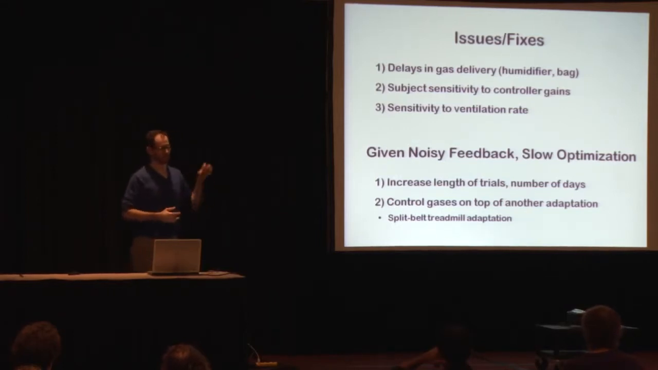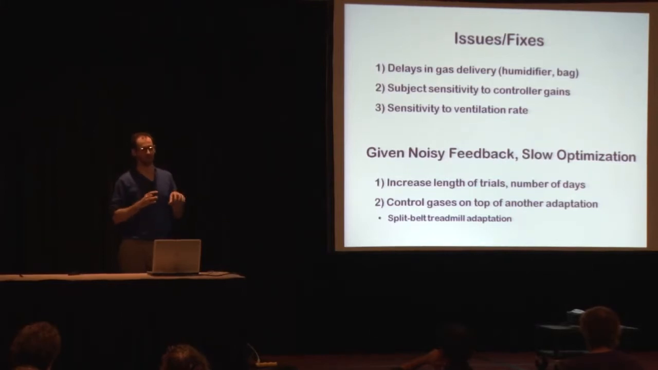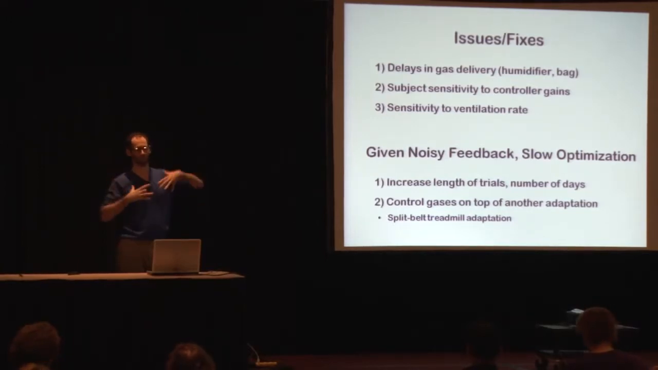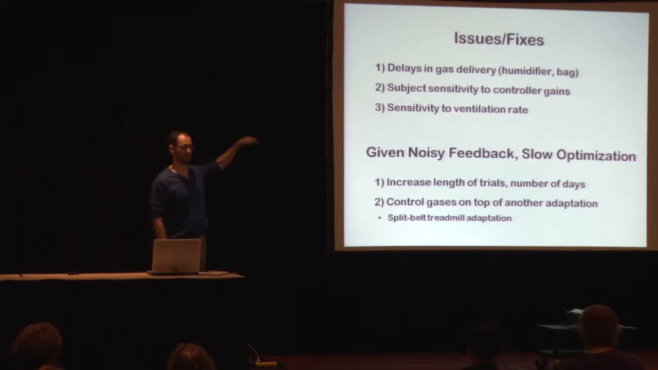Something we worked on is reducing delays in the system so that we can get gas to the person sooner. The humidification system now injects water into the airline with a needle, so there's no extra dead space involved, just like a carburetor would inject gas into your car. We're also developing subject-specific feedback gains: for example, a person with a very large lung but very small tidal volume will need larger changes in gases in order to affect the total gas concentration in the lung. But the biggest player here is the sensitivity to ventilation rate.